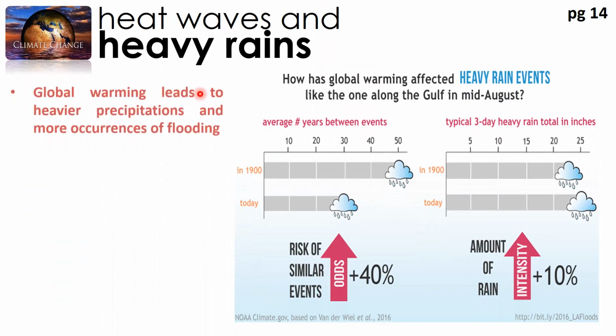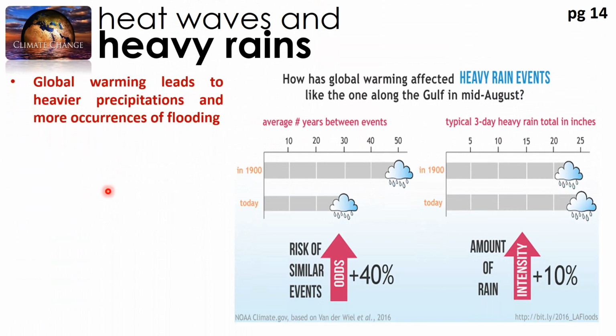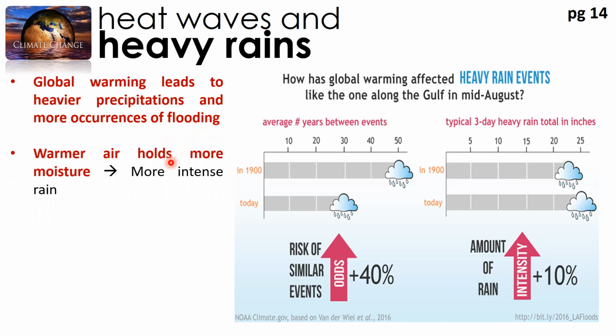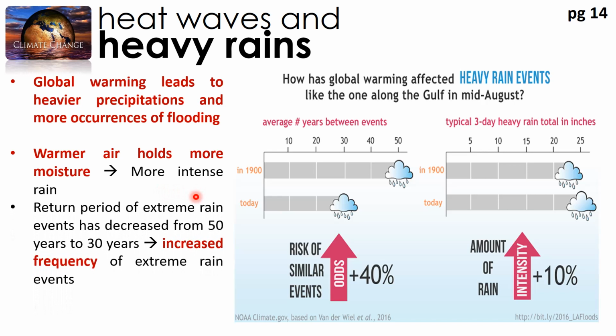Okay, so do we have evidence for this? Yes, global warming has indeed led to heavier rains and more occurrences of flooding all around the world. Okay, this is because warmer air holds more moisture, so it will lead to more intense rainfall. Okay, and the return period of extreme rain events has decreased from 50 years to 30 years. Okay, this is data taken from the Gulf.